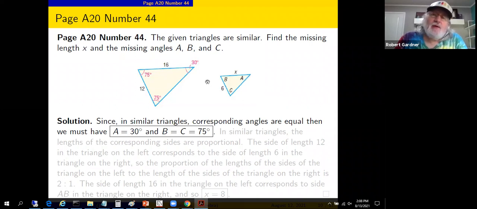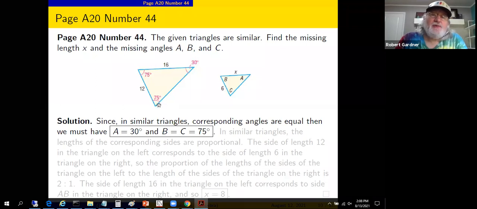So angle A corresponds to this 30-degree angle, so A must be 30 degrees. Angle B corresponds to 75 degrees, so angle B must be 75. Angle C also corresponds to 75 degrees, so angle C must also be 75 degrees. These two angles are equal. This is an isosceles triangle. So that takes care of the angles. That's easy enough. We're looking for x.